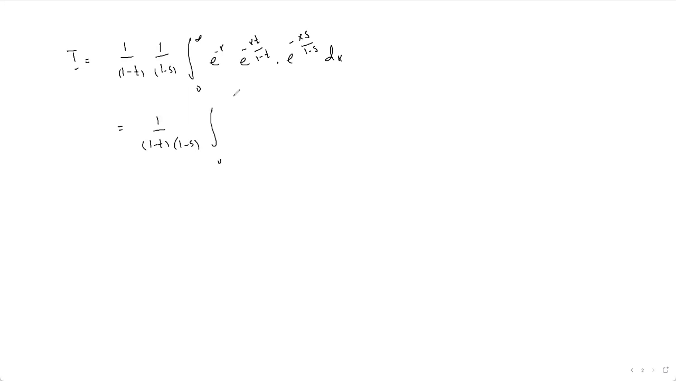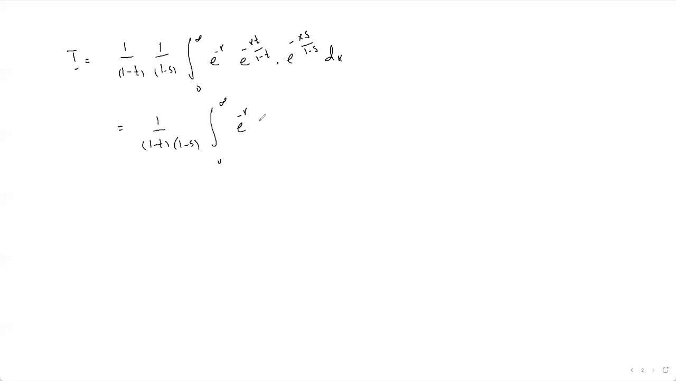I will say that this is 1 divided by 1 minus t into 1 divided by 1 minus s, integral 0 to infinity e raised to power minus x, and in the integral we have e to power minus xt by 1 minus t into e to power minus xs divided by 1 minus s into dx. Okay, fine. What I will do, I will write down this integral as 1 divided by 1 minus t into 1 minus s, then integral 0 to infinity. I will take this e to power minus x out from all these terms.